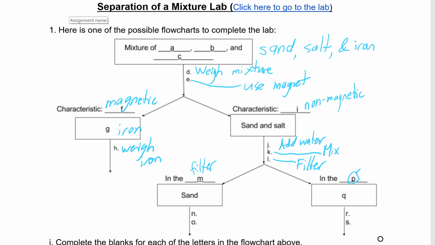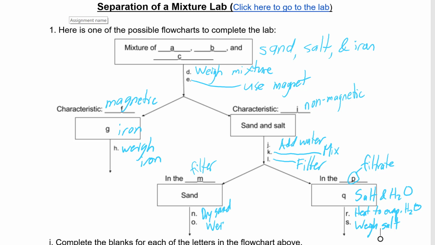And P is probably the hardest word. It's called filtrate, right? It's a vocabulary term for the liquid that passes through a piece of filter paper. And for Q, you're going to have salt and water pass through. You're going to heat to evaporate the water, and then you're going to weigh the salt. Then on the sand side, you're going to dry the sand because the sand's going to be wet, and then you're going to weigh the sand. So that's number one.